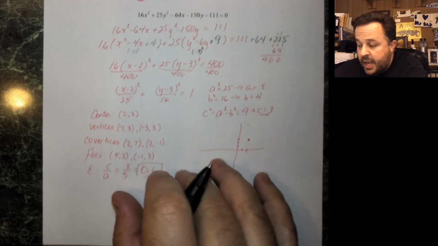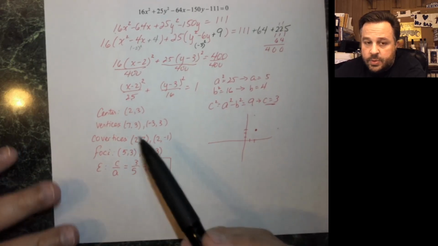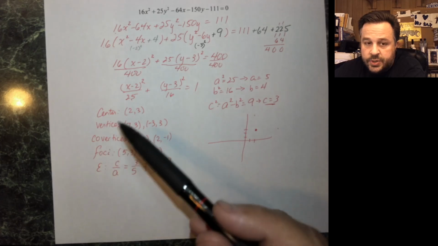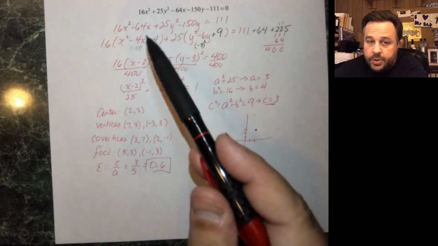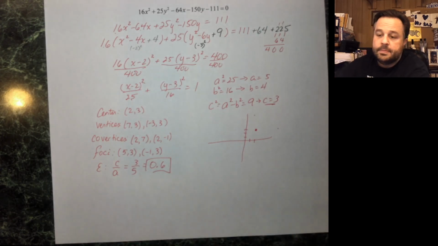Okay. And then for questions 37 and 38, you just work backwards from that. In other words, you're usually given the center and vertex or center and a focus. So you're going to use that to find a, c, and b, and then work your way back from there to get the equation. Okay. Hope that helps.